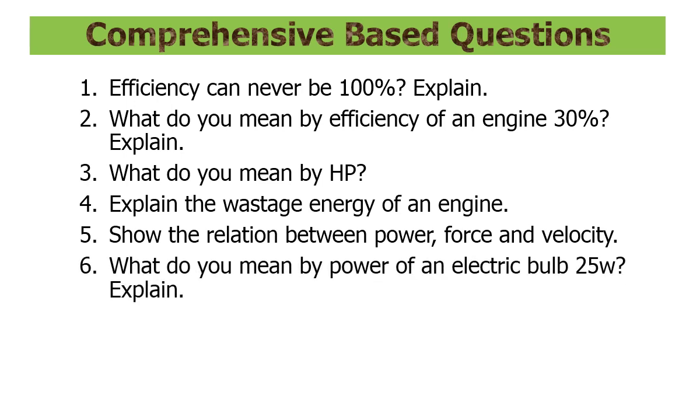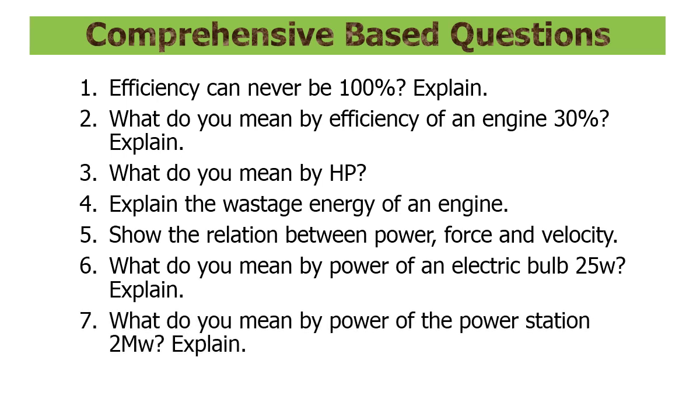The next question is, what do you mean by power of an electric bulb 25 watt? The power of an electric bulb 25 watt means 25 joule heat energy and light energy will be produced in 1 second.